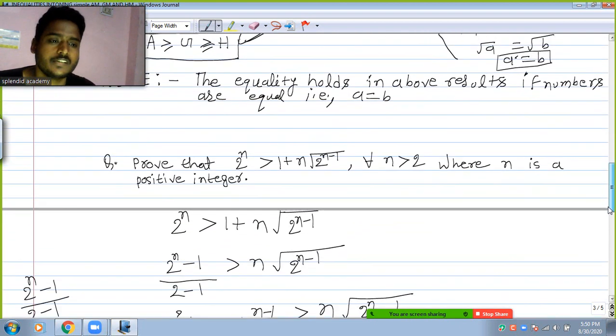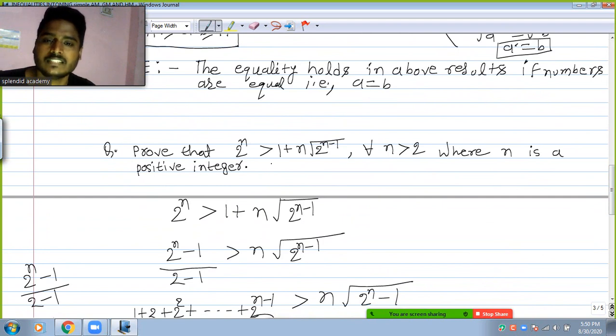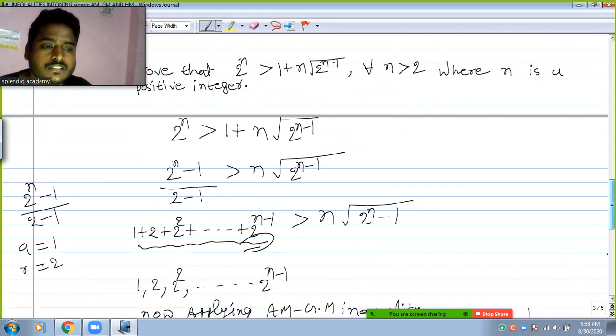The question is: prove that 2 to the power n is greater than 1 plus n square root of 2 to the power n minus 1, for all n greater than 2, where n is a positive integer, right? Further I can modify this expression: I will take 1 here, so 2 to the power n minus 1 is greater than n square root of 2 to the power n minus 1. Now further I can write 2 to the power n minus 1, and in the denominator 2 minus 1, because 2 minus 1 is 1, so I can write this, right? And this is n square root of 2 to the power n minus 1.